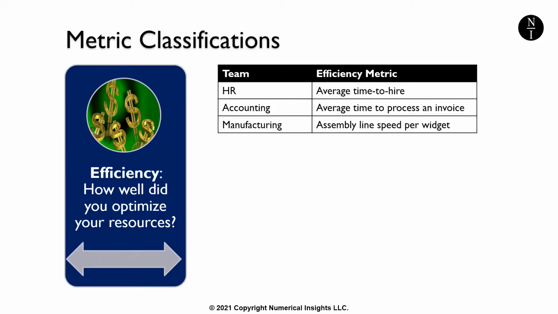In the accounting department, an efficiency metric would be the time it takes to process an invoice. It may be quick, but it's not necessarily accurate. On the manufacturing floor, an assembly line to produce a product can be quick, but that doesn't mean the product coming off the end of the line is defect-free.